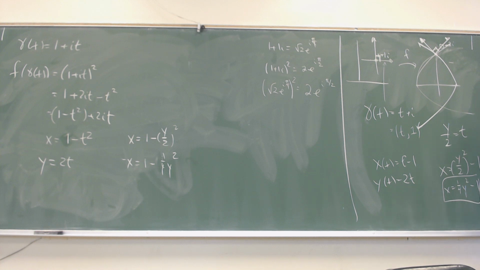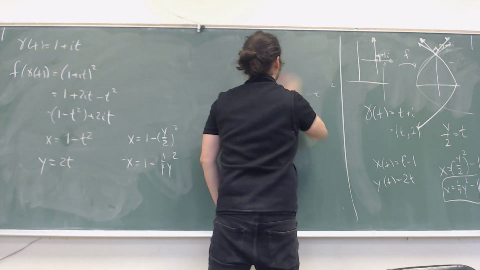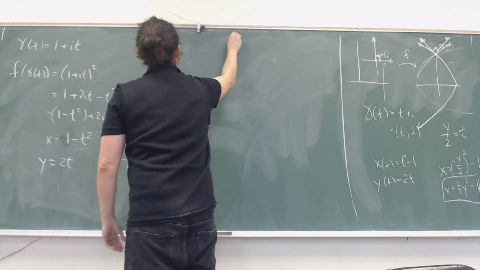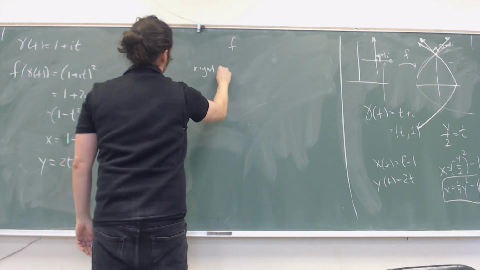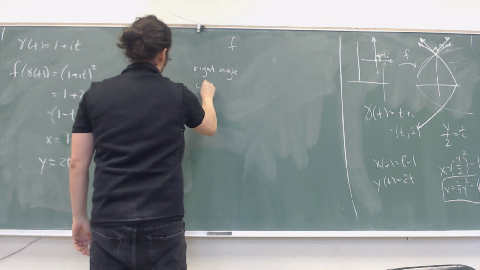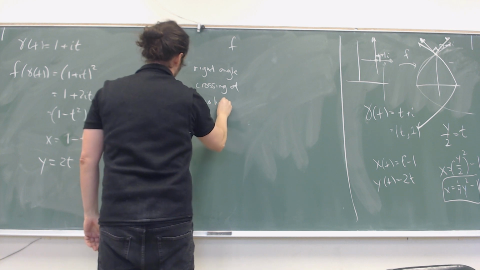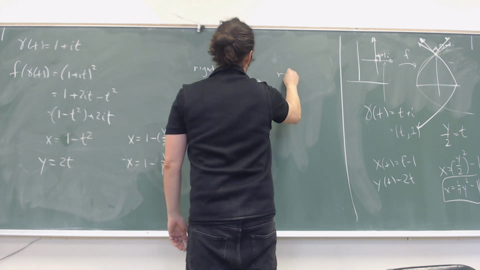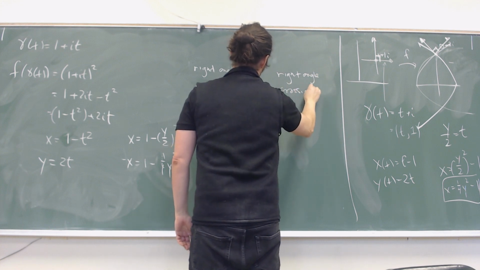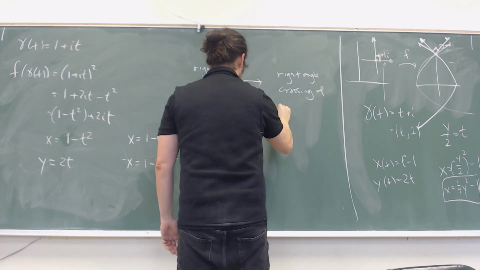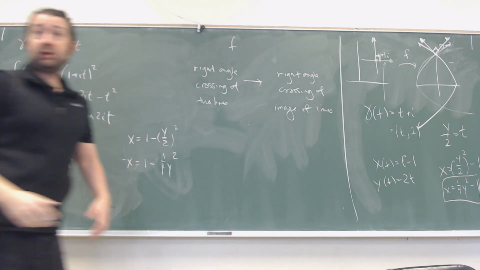So the observation that I want to make here is that f took a right angle crossing of two lines, and it spit out a right angle crossing of, I guess, the image of the lines. And so that's actually, yep.